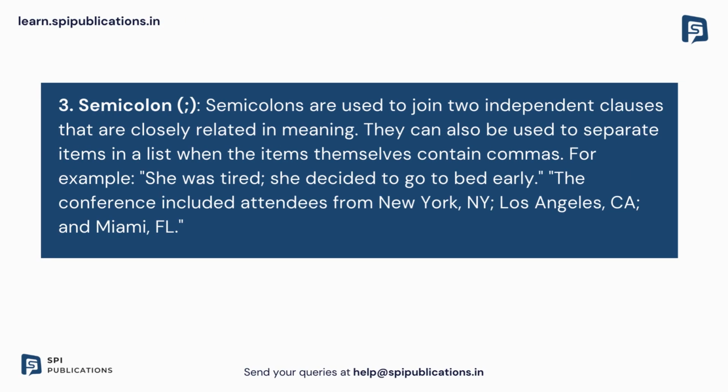3. Semicolon (;). Semicolons are used to join two independent clauses that are closely related in meaning. They can also be used to separate items in a list when the items themselves contain commas. For example, she was tired; she decided to go to bed early. The conference included attendees from New York, NY; Los Angeles, CA; and Miami, FL.